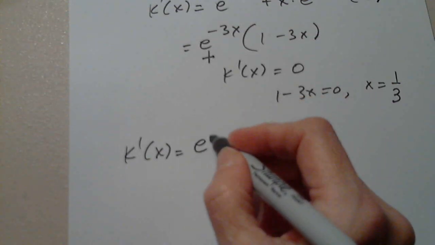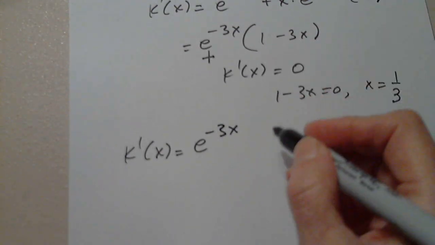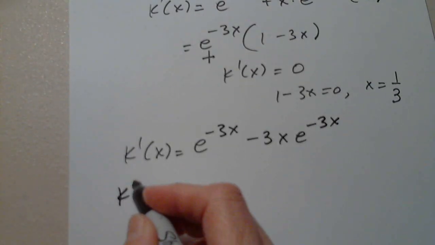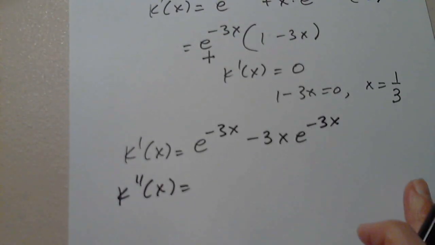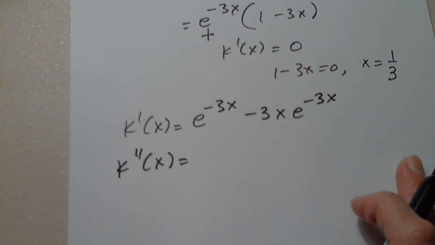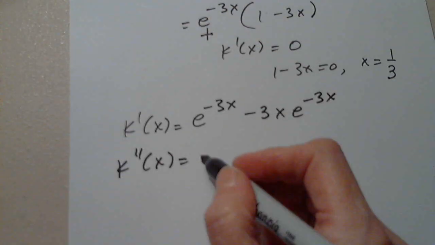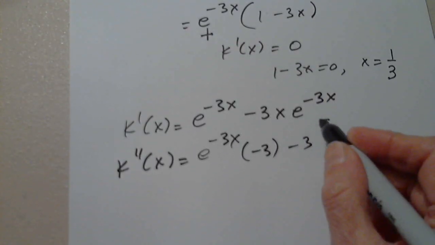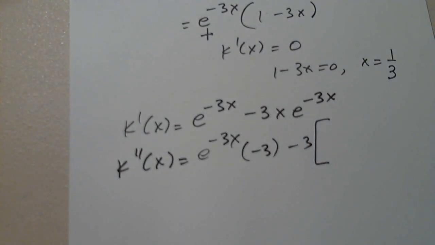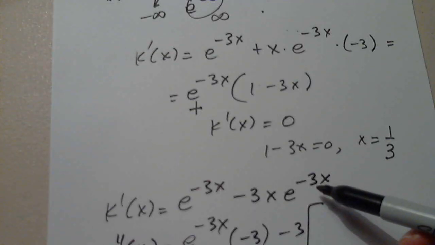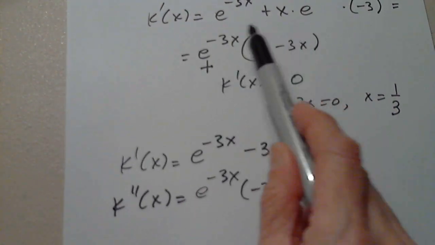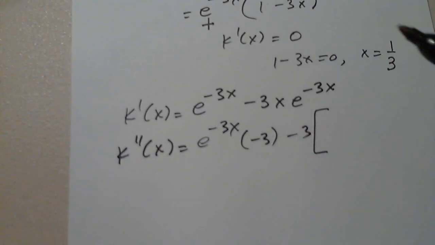I'm going to rewrite as e to negative 3x and minus 3x e to negative 3x. Okay, so now I differentiate to find the second derivative. So e to negative 3x times negative 3 minus 3. Now I have to differentiate x e to negative 3x again, but it's this function. But let's write it again.